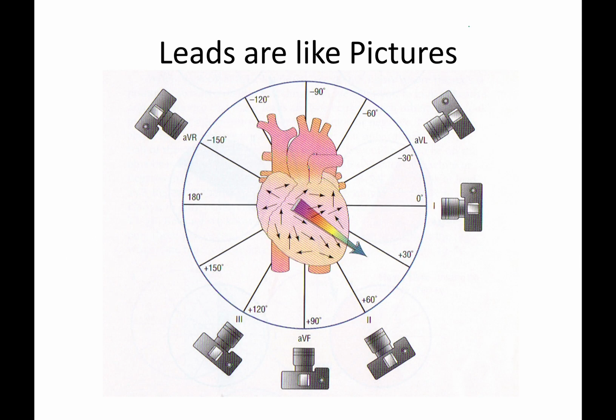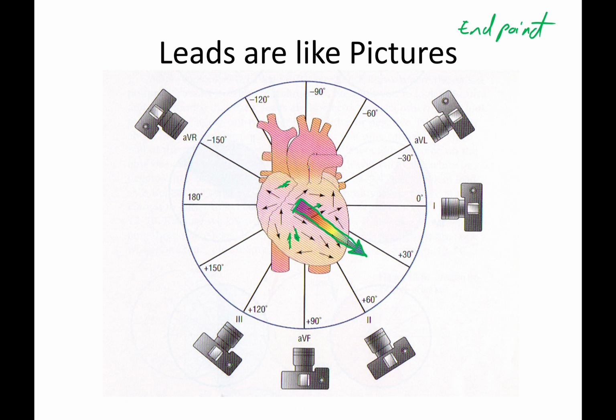This is our end point. This is where I want you guys to get by the end of these lectures: understanding how this works. But the overall idea is this. We have a heart, we have multiple little vectors all pointing in different directions, but the overall average mean vector is in this direction. So in general, most of the electricity in a normal heart is flowing that direction.